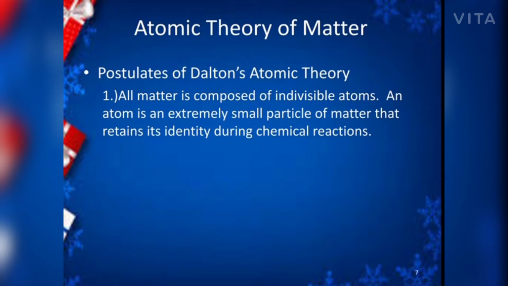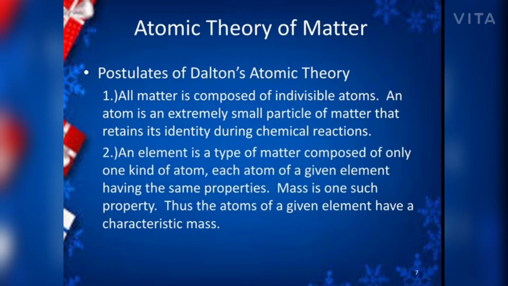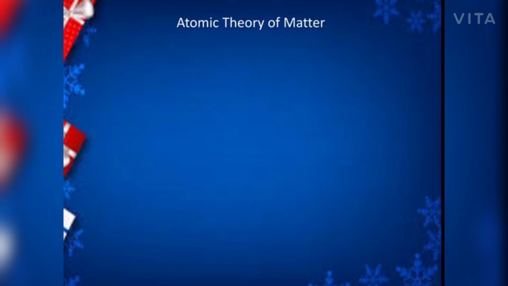All matter is composed of individual atoms. An atom is an extremely small particle of matter that retains its identity during chemical reactions. An element is a type of matter composed of only one kind of atom, each atom of a given element having the same properties. Mass is one such property. Thus, the atoms of a given element have a characteristic mass.